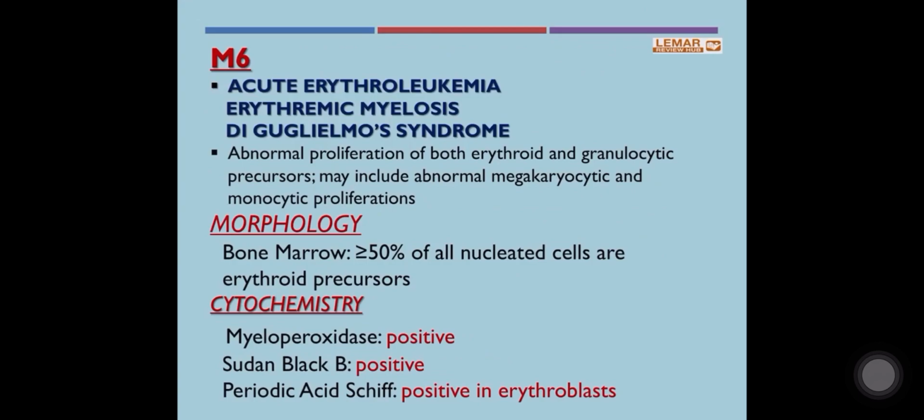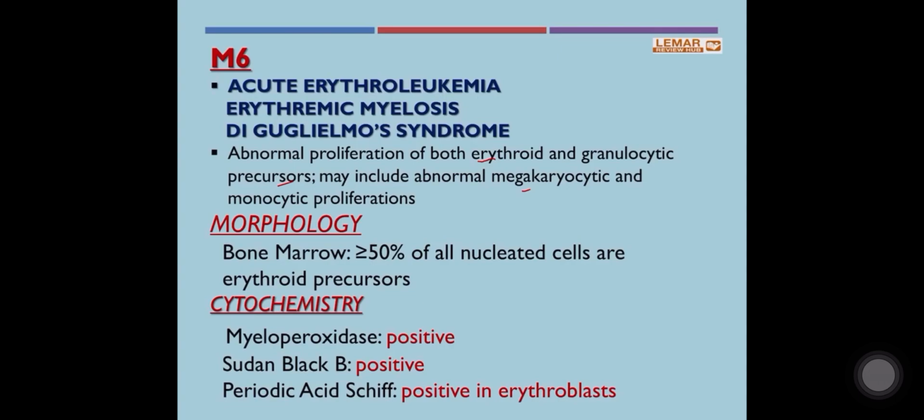M6, acute erythroleukemia, is also known as erythremic myelosis, also known as Guglielmo syndrome. The condition is characterized by proliferation of both erythroid and granulocytic precursors. It may also include megakaryocytic and monocytic proliferation. The patient's bone marrow is characterized by nucleated cells that are erythroid precursors. Remember, yung mga immature RBC, the erythrocytic precursors, are nucleated.